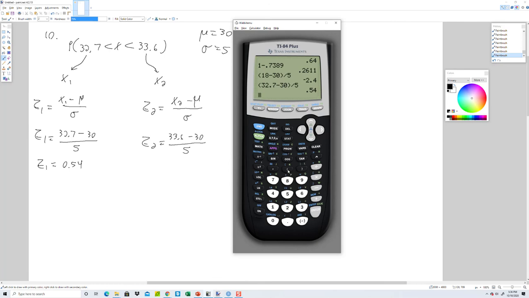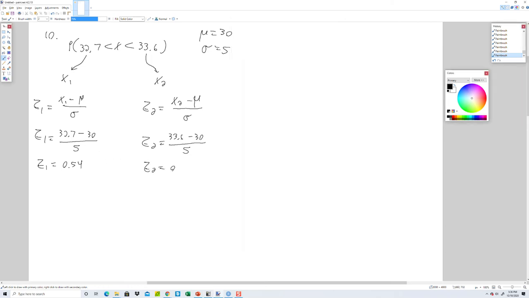And 33.6 minus mu, which is 30, close parentheses, divided by 5, is 0.72. Now our picture, since it's between these two values, we're going to have it between 0.54 and 0.72. And these are z values, meaning that my mean has now become transformed into 0, and my standard deviation is 1. Remember this is the crisscross.